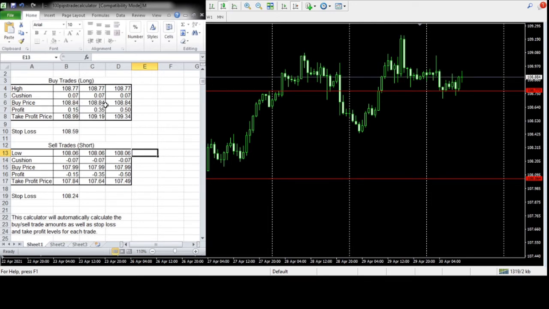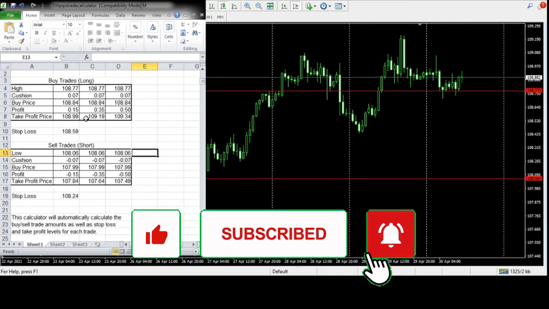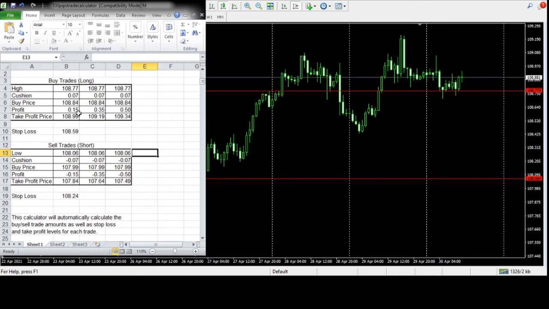Then the first target is 15 pips, that is TP1. TP2 is 35 pips, TP3 is 50 pips. And this is going to be the take profit price for TP1, TP2, TP3. On this profit that it puts here, this is just 15 pips, that is take profit 1. 35 pips, that is take profit 2. 50 pips, that is take profit 3. Then the same price for the buy entry.